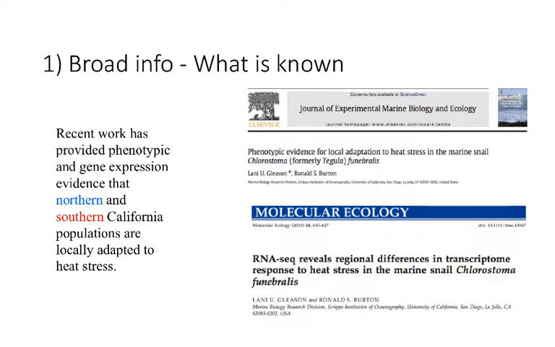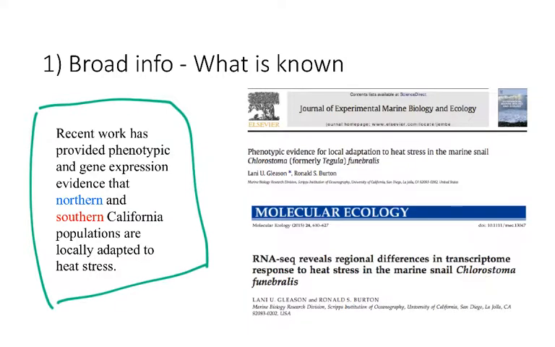So here's an example that I pulled from the template I gave you, which is a poster I actually presented while I was in grad school. This statement here is giving information about what we already know about this system. This was included in the introduction section of my poster. It says, recent work has provided phenotypic and gene expression evidence that Northern and Southern California populations are locally adapted to heat stress. And here I just pulled some images from those papers.